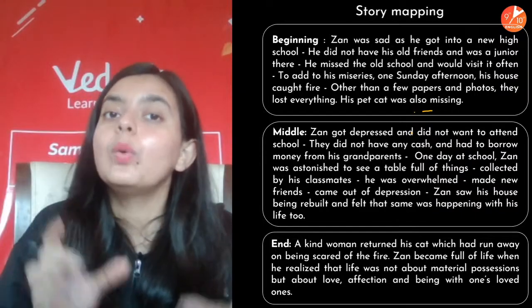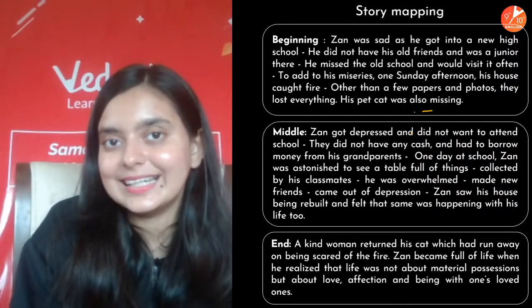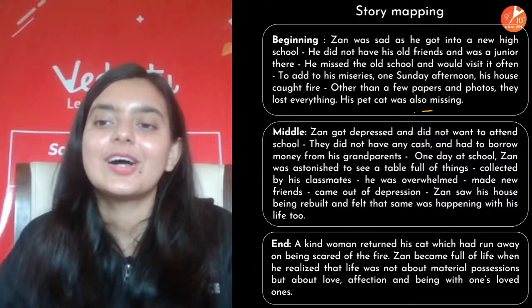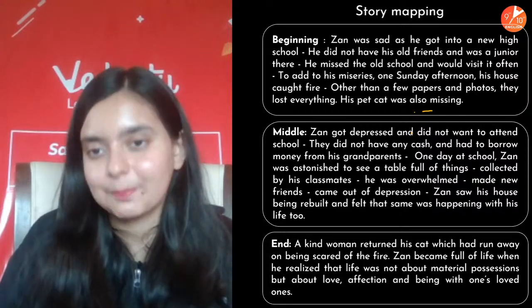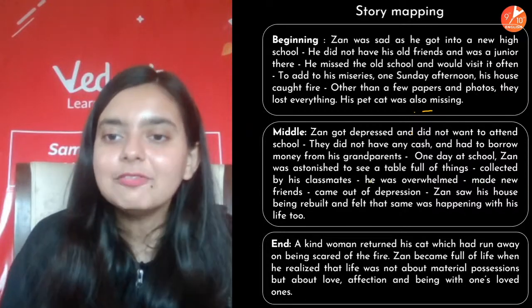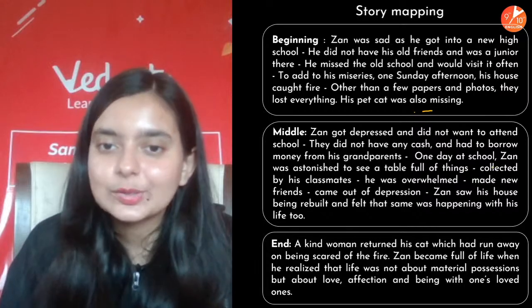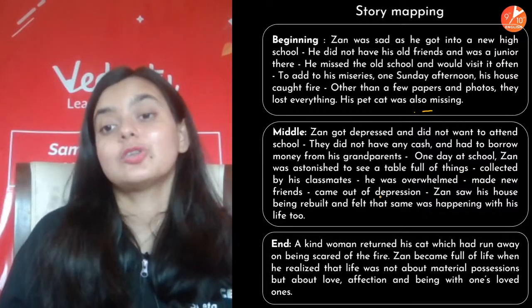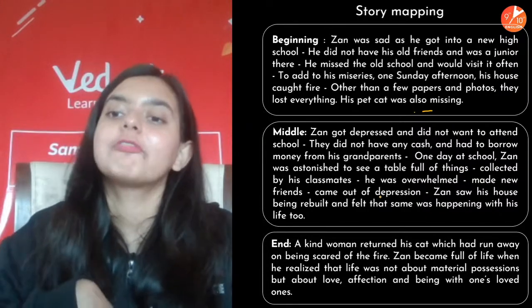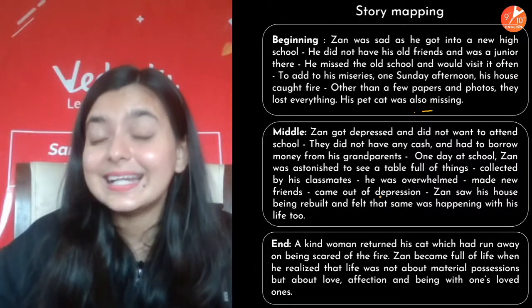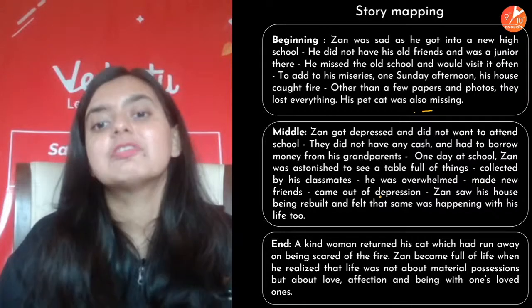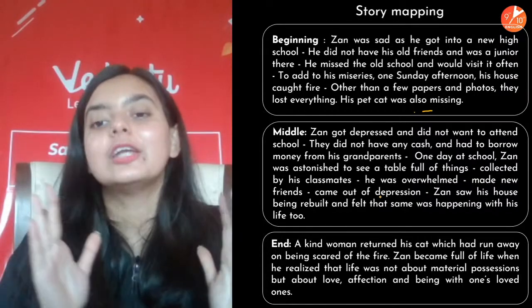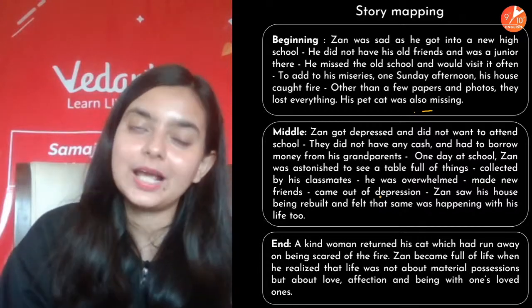He gave up the will to live, just like Johnsy. So he was also extremely dejected and disappointed, right? And then finally, what happened? One day at school, Zan was astonished to find a table full of things that was collected by his classmates. He was overwhelmed because he had got new friends and he came out of depression.